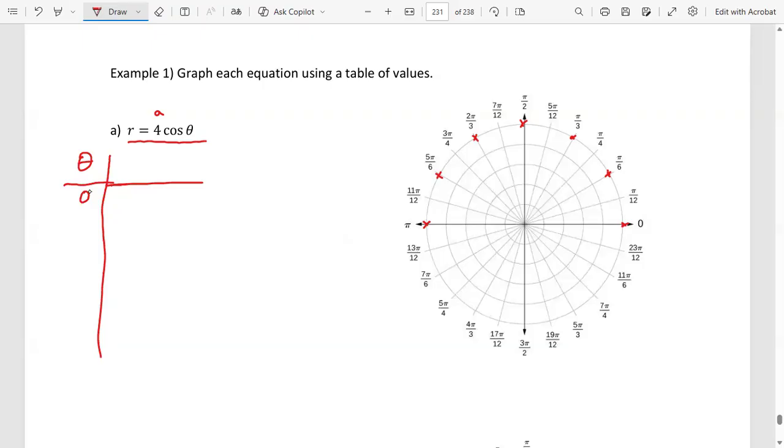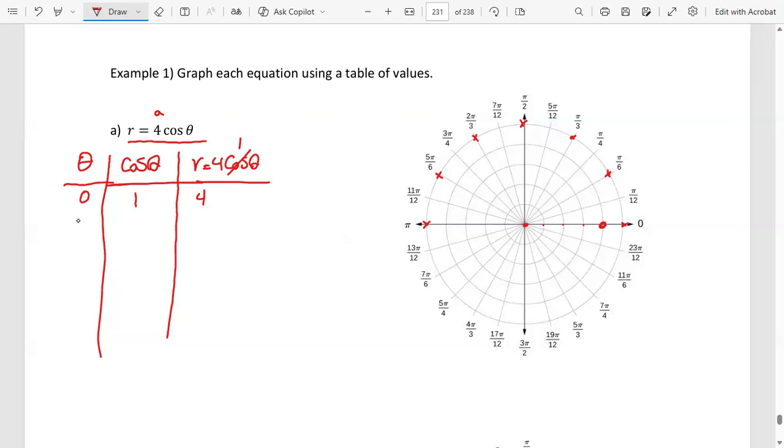If I replace theta by 0, I know that the cosine of 0 is 1, which means r, which is 4 times cosine theta, is 4 times 1, which is 4. So if theta is 0, r is 4. Theta is 0 means on this line, r is 4. 1, 2, 3, 4. That's my point.